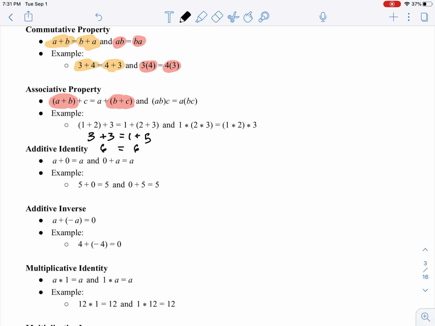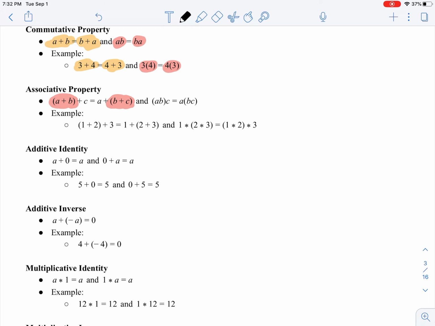Let's try this one. 1 times 2 times 3. Well, 2 times 3 is 6. We're still multiplying that by 1. Equals 1 times 2 is 2, times 3. Is 1 times 6 equal to 2 times 3? Absolutely. 6 equals 6. I'm going to erase those because we're moving on to the next one.